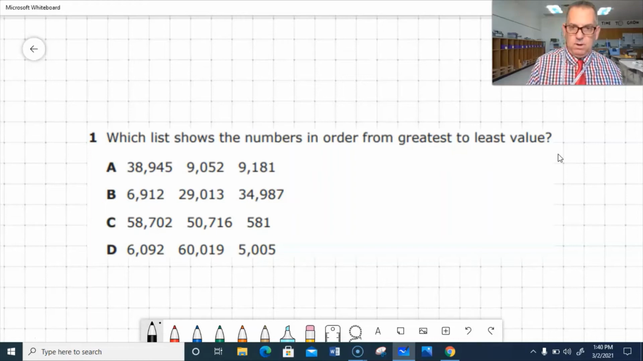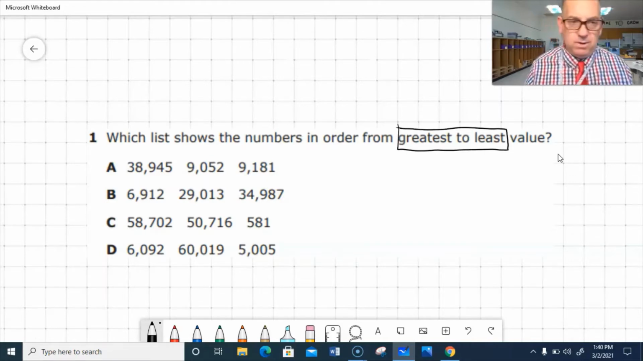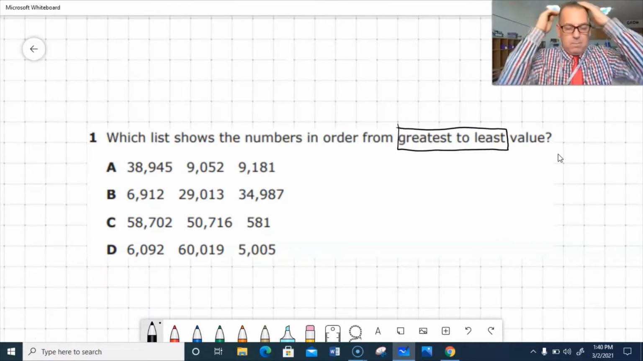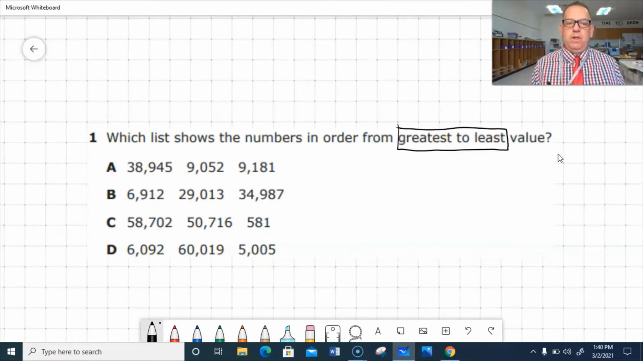Okay, so we're going to box in right here where it says greatest to least. We want the first one to be the largest and the last one to be the least. Whenever we're comparing numbers, we always want to look at the largest place value first. So let's look at answer choice A. The first number has a 3 in the 10,000s place, and all the other numbers don't have anything in the 10,000s place. So this is definitely the largest number, so I'll put a 1 right there.